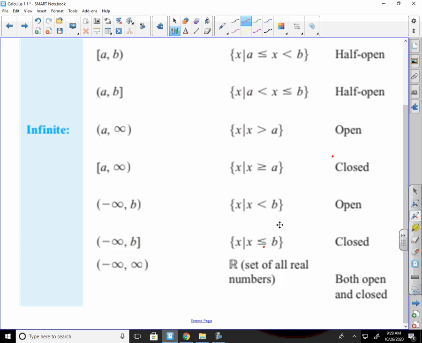And lastly is all the numbers from negative infinity to infinity. That's the set of real numbers, which includes every number that's not imaginary or complex. And that would be both open and closed. Why? Well, because if I pick specific numbers out, they are contained, but it goes on forever. So we wouldn't really consider it open because any number I pick is contained, but we wouldn't consider it closed because there are numbers I haven't even thought of yet. So it goes on forever in both directions. That's why that one's both open and closed.